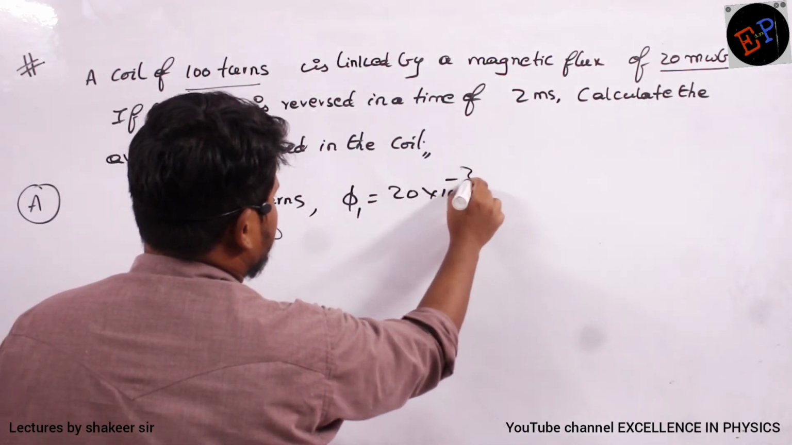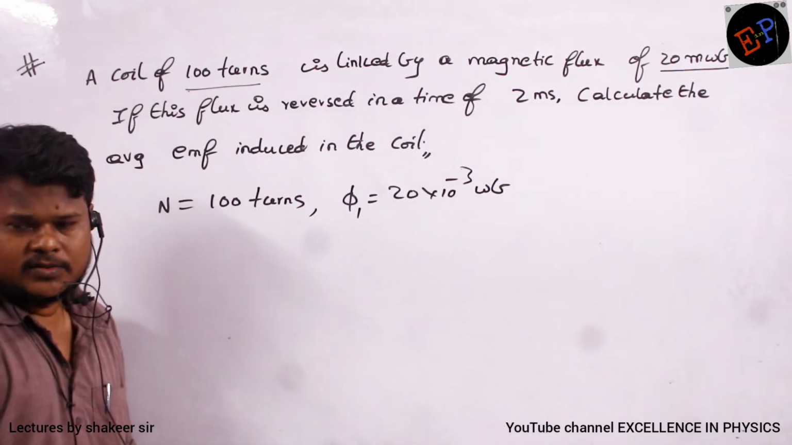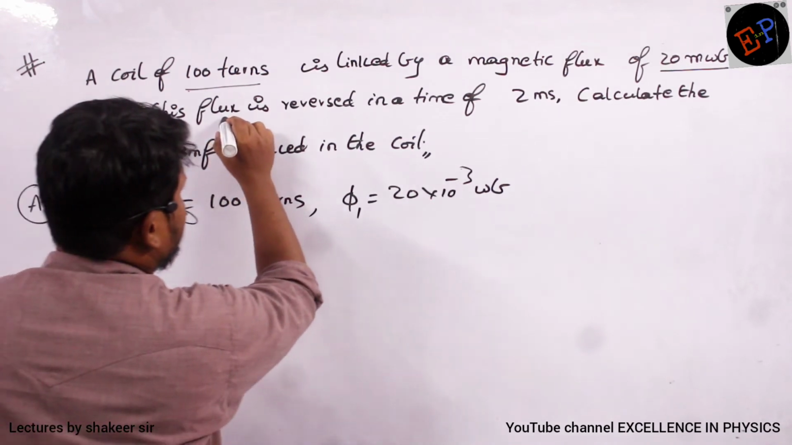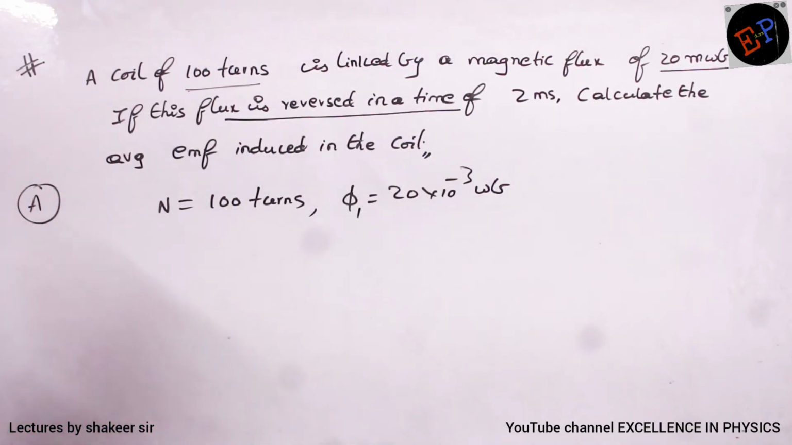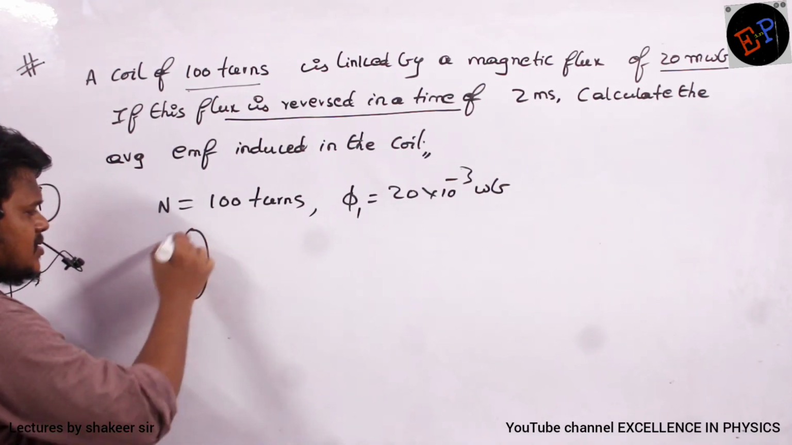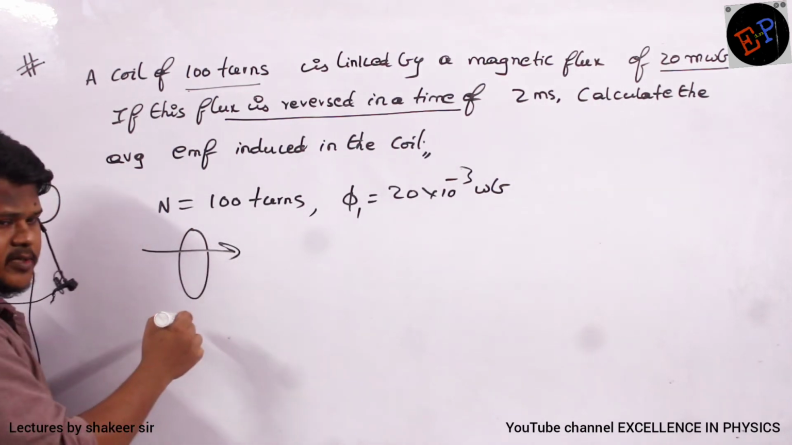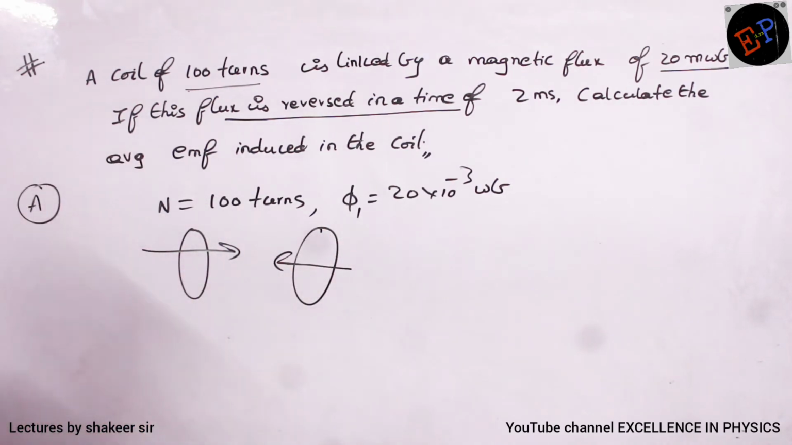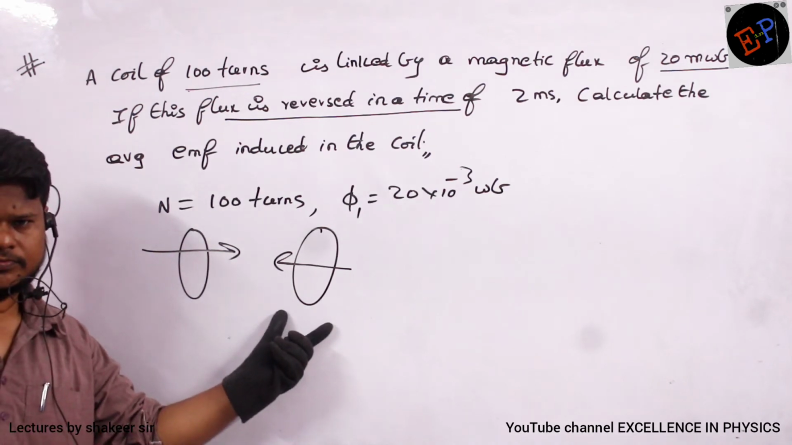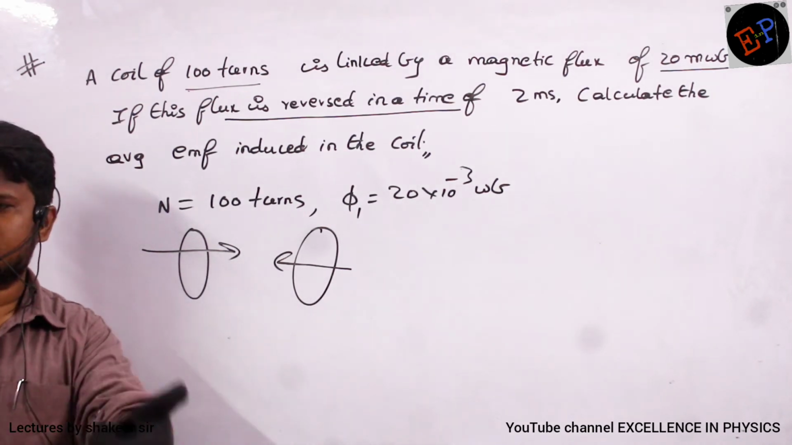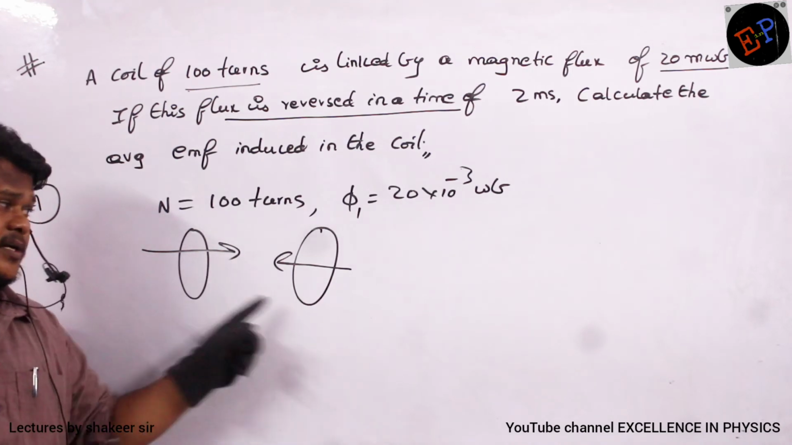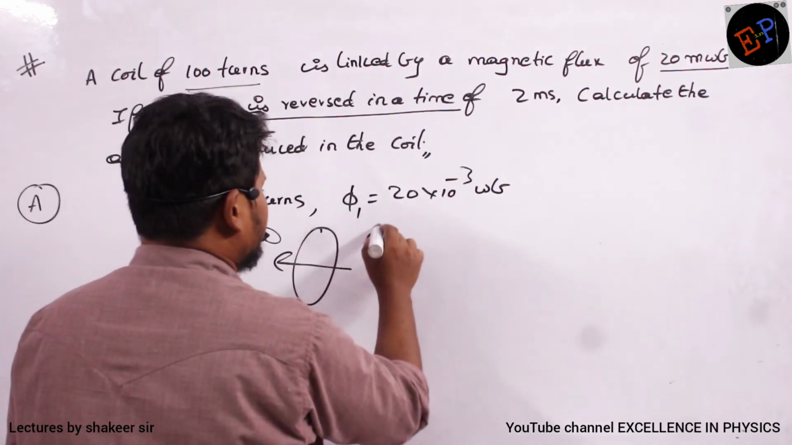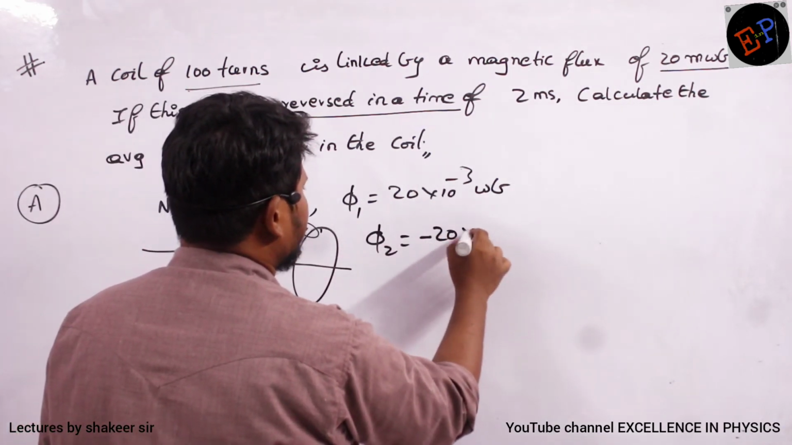20 into 10 power minus 3 webers. Milliwebers he said, no? So 20 into 10 power minus 3 webers. Then what is happening? This flux is reversed. Reverse means what? Initially this was the coil, and flux was traveling in this direction. Immediately the flux direction has changed. So this is also a change. If a change happens, EMF will be produced. Definitely the direction has changed, so definitely EMF will be produced. Therefore, I can say phi 2 is minus 20 into 10 power minus 3.